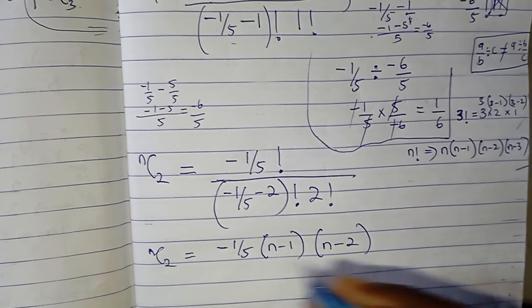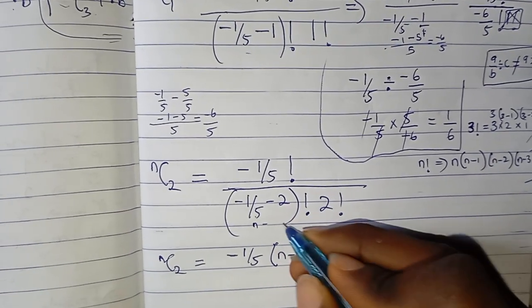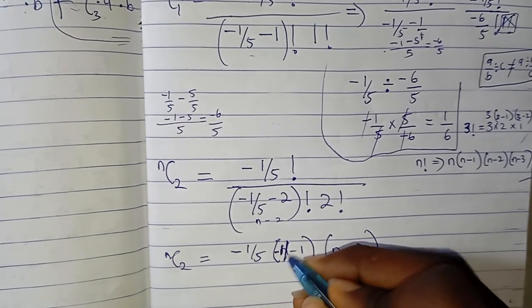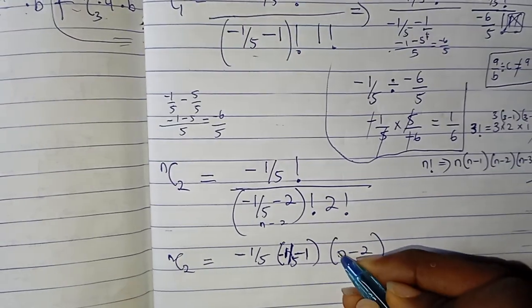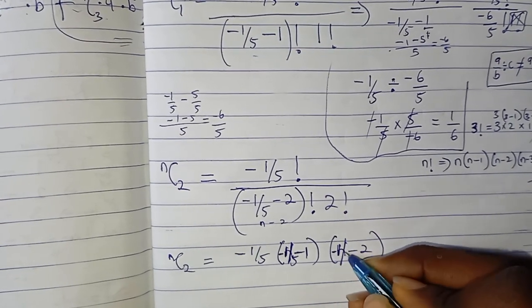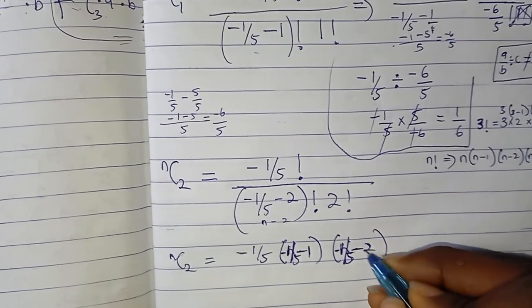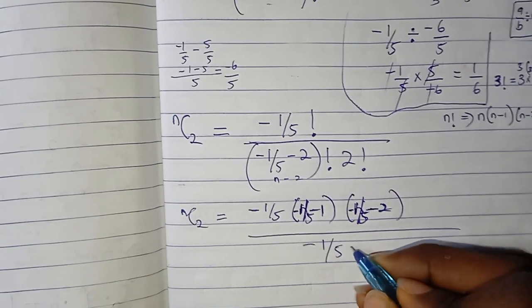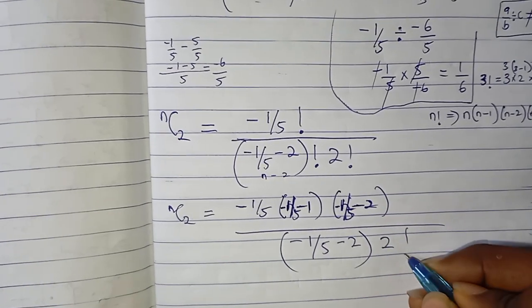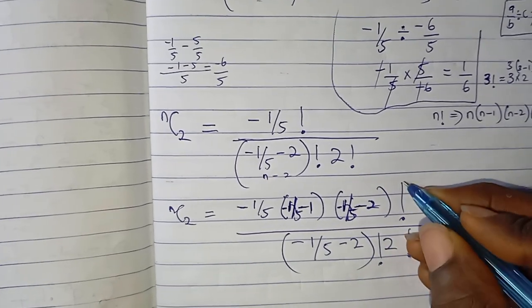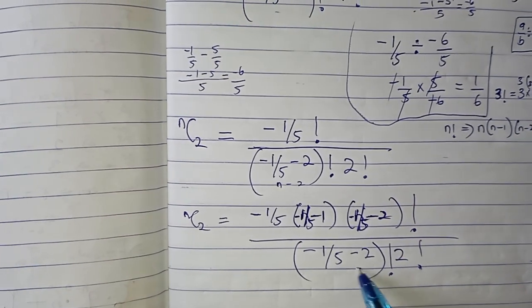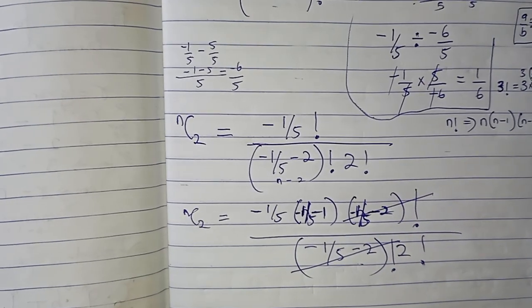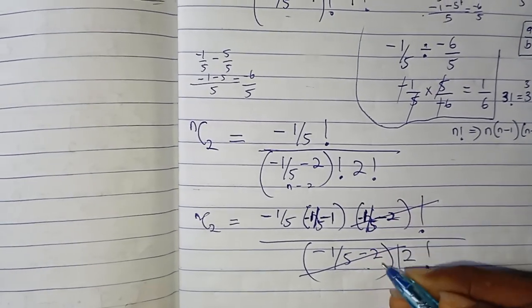Are you seeing it? And remember that everything I have here is n minus 2. So let me replace it. This is the same thing as saying minus 1 over 5 minus 1. Then this is the same thing as saying minus 1 over 5 minus 2, all over minus 1 over 5 minus 2, then 2 factorial. Remember, I stopped here because I am seeing this. I can go on with this. So I want everything here to cancel everything here. That is the essence of doing this.